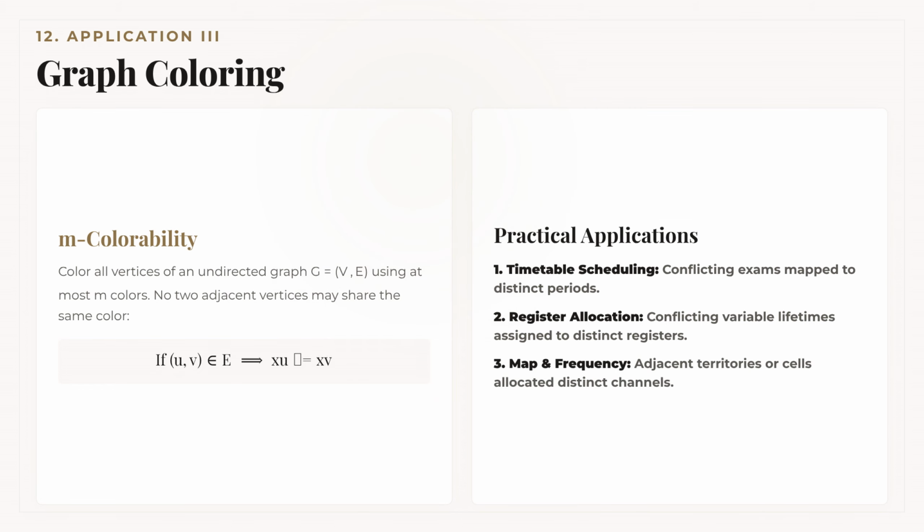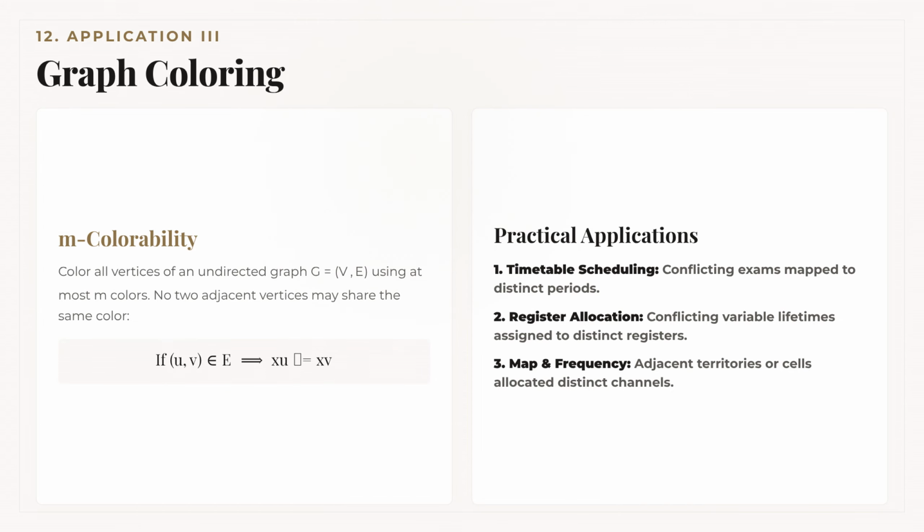In the backtracking approach, we color the vertices one by one. For each vertex, we try all available colors. Whenever we assign a color, we check its neighboring vertices. If any adjacent vertex already has the same color, we reject that assignment immediately. Otherwise, we proceed to color the next vertex.